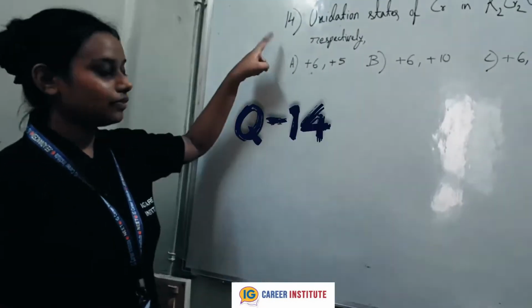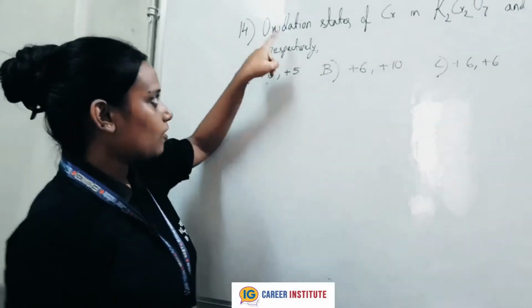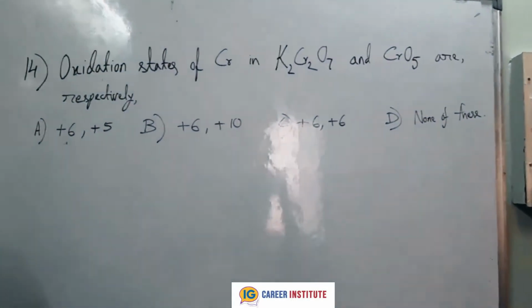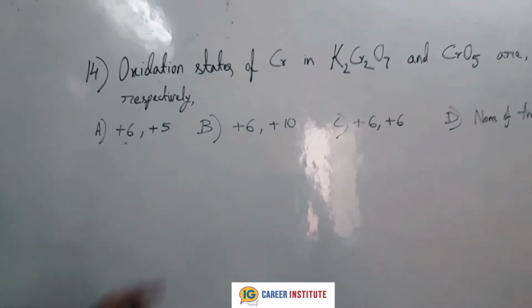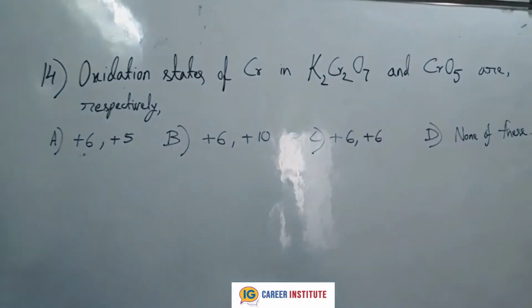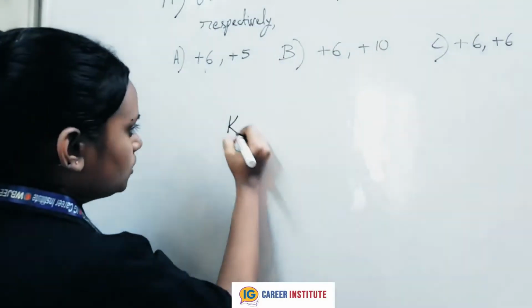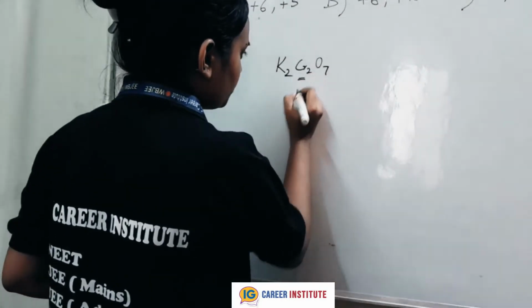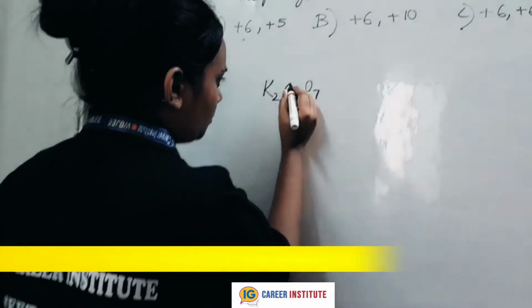So let's move on to question 14. Oxidation states of chromium in K2Cr2O7 and CrO5 are respectively. So we have to predict the oxidation state of chromium in these two given compounds. So K2Cr2O7. How can we find the oxidation state of chromium? Let it be X.